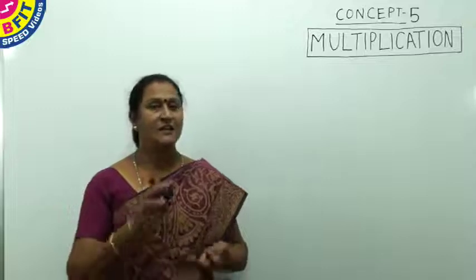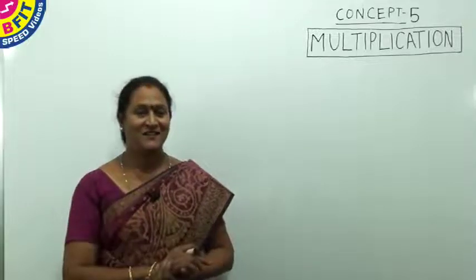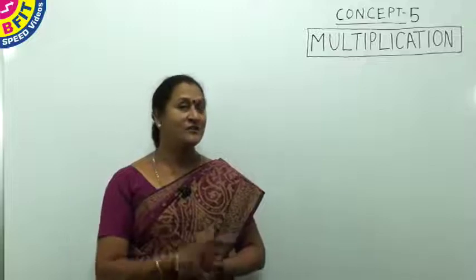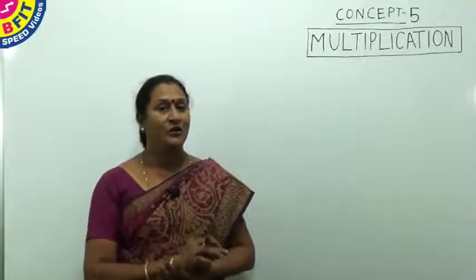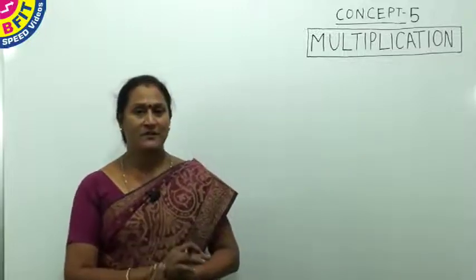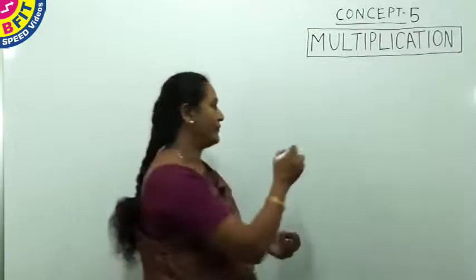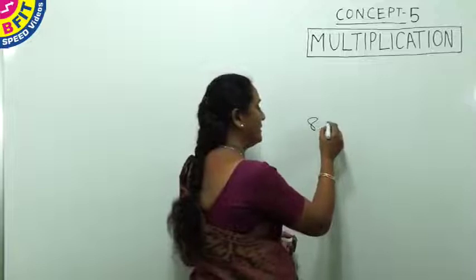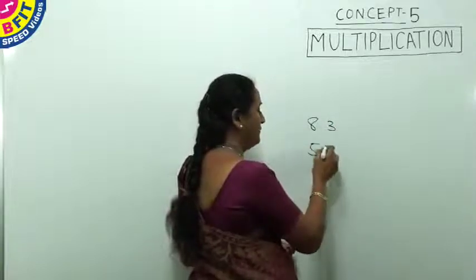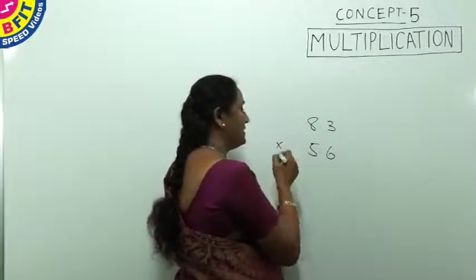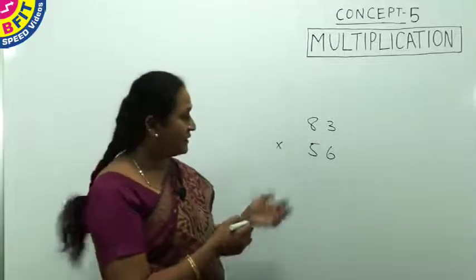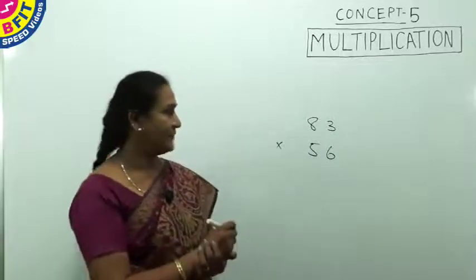So now we'll see the next concept, multiplication. First we'll see how to find the product of 2 and 2-digit numbers. Say we have the product of 83 and 56. Suppose we need to multiply 83 and 56.